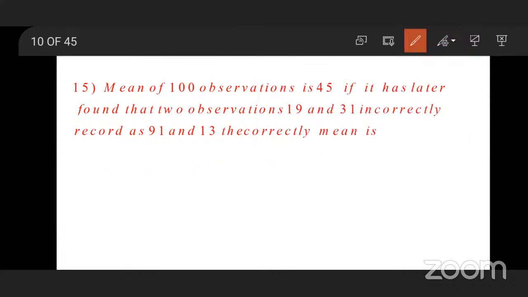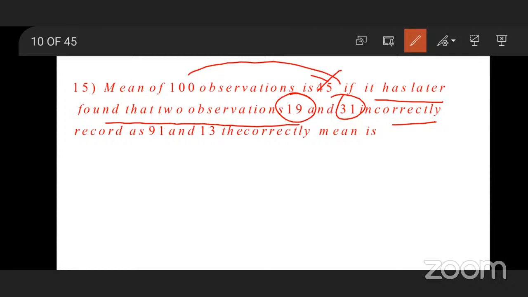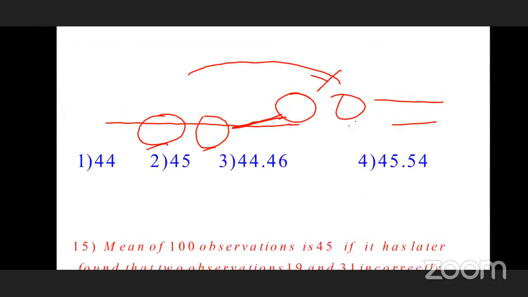Once again, I will repeat the concept. The mean of 100 observations is 45. It was later found that two observations, 19 and 31, were incorrectly recorded as 91 and 13. First of all, find x1 plus x2 plus x3 and so on, with 91 plus 13, which is equal to 45 mean. Then you have to find 19 plus 31. What is the difference between these values? 19 plus 31 is 50, and the wrong value is 104. The difference between 104 and 50 is 54. That's why 45 minus 54 by 100. The answer is 44.46. So the solution is, listen carefully.